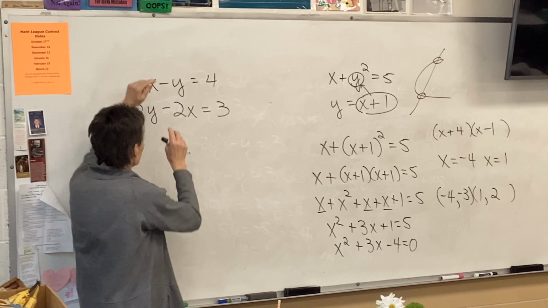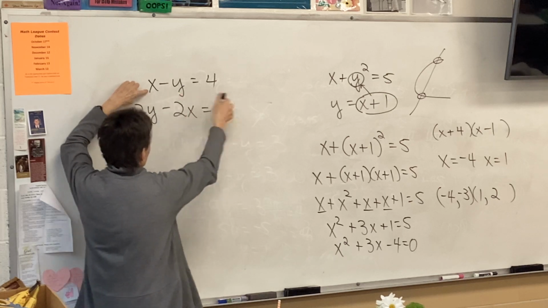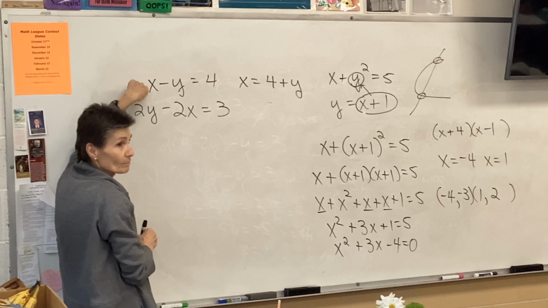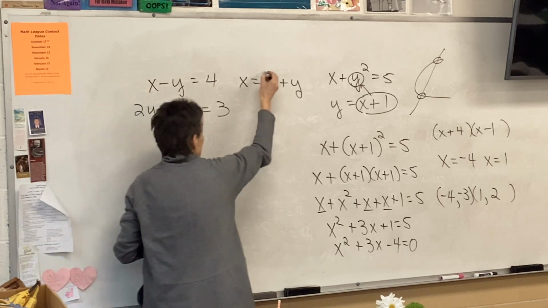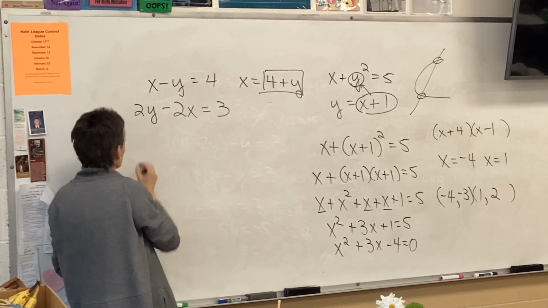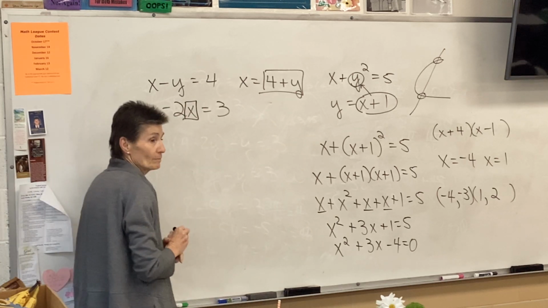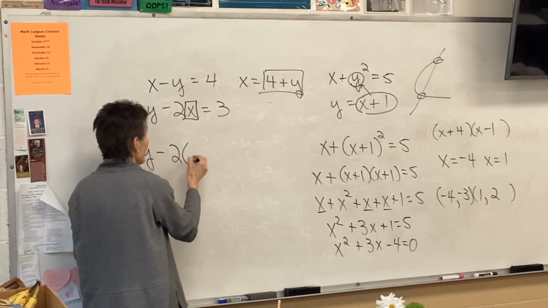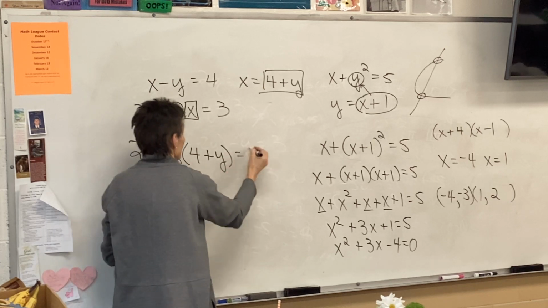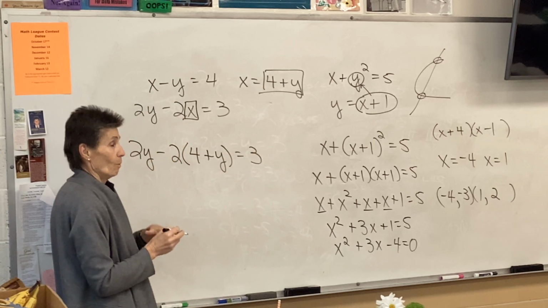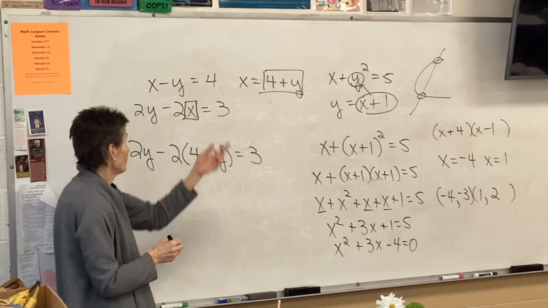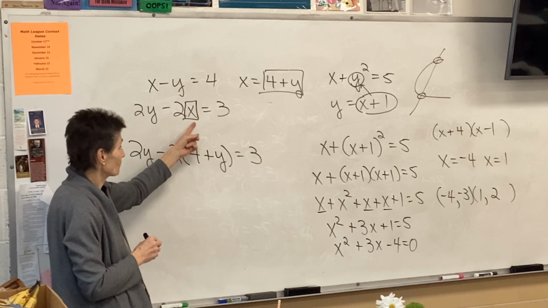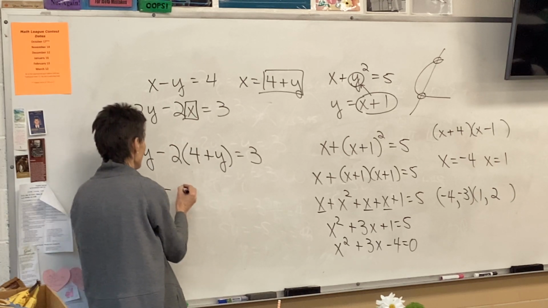I like to go with the easiest option. I think the easiest option is adding the y to the other side here. So this is what x equals. I'm going to put it right there. So 2y minus 2 times (4 plus y) equals 3. Whatever x equals, plug it in place of x in the other equation. All right, so now I'll do my distributive.